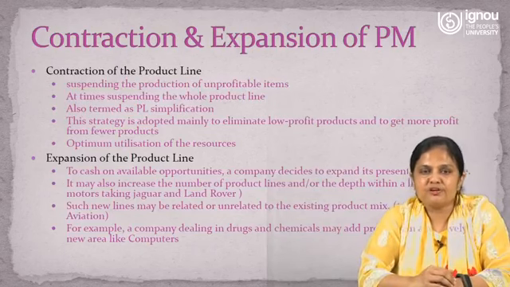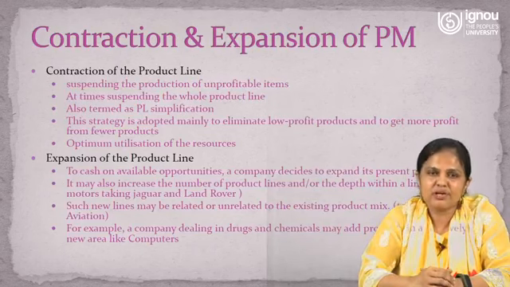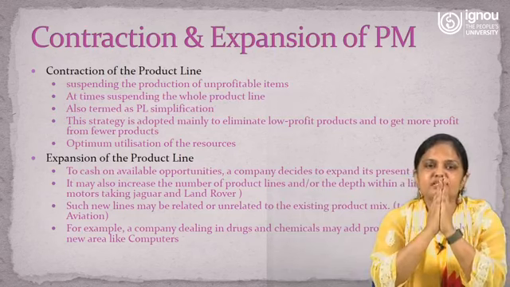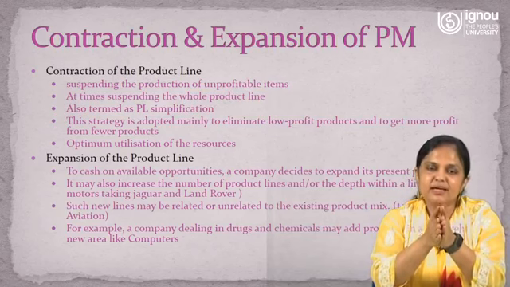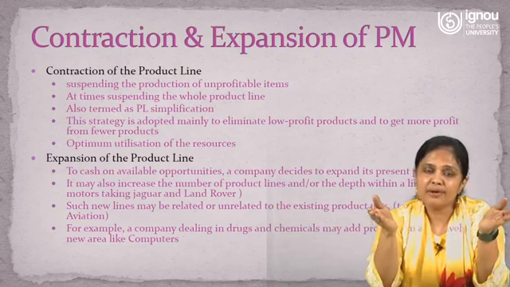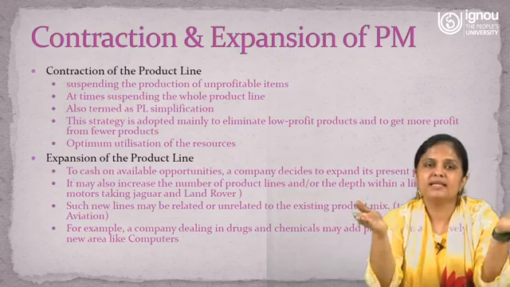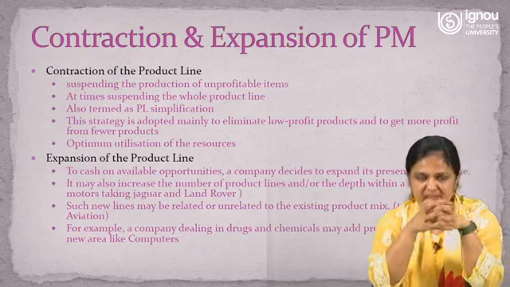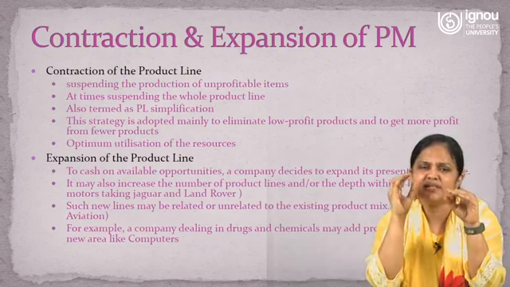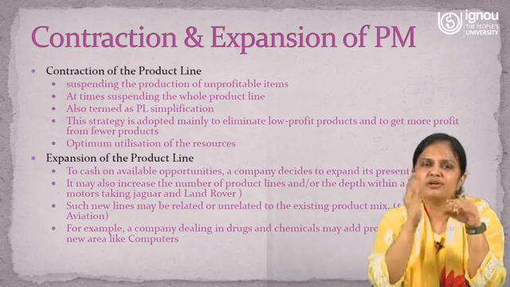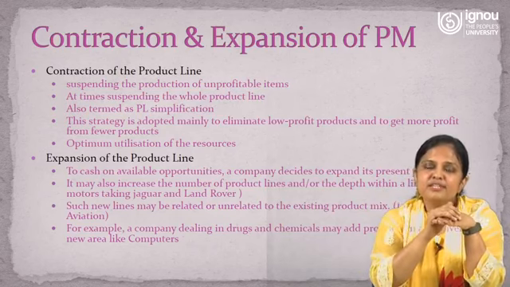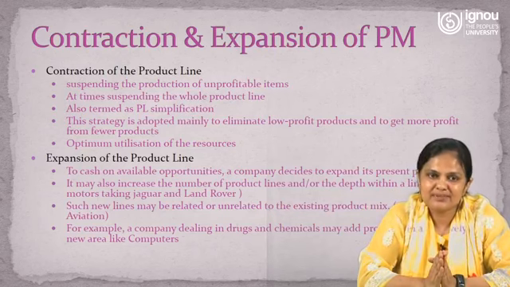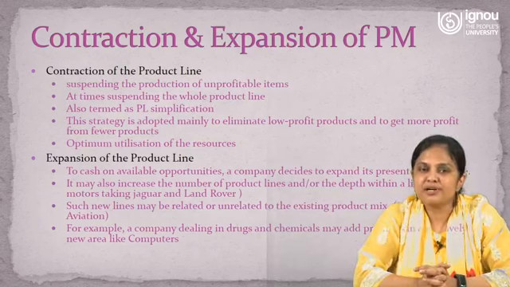So if we talk of contraction and expansion of product mix, contraction of product line or product mix means contracting. That means you are suspending either a product in a product line, or maybe you are suspending the whole product line. That becomes contraction of product line or product mix, right? When we suspend a particular item, we call it contraction of product line. But when we suspend the whole product line, then it becomes contraction of product mix, right? This is also termed as product simplification.